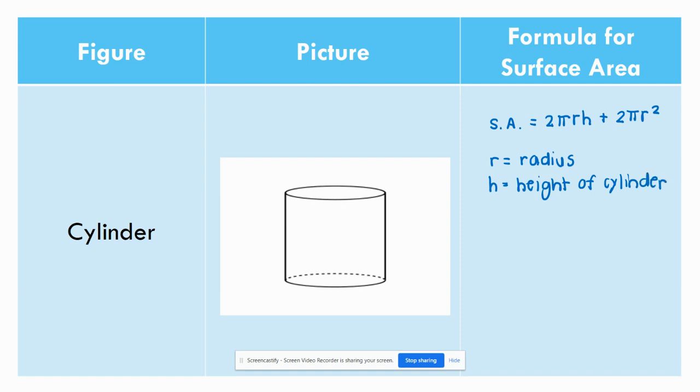If I look at my picture, for either circle, the top or the bottom, if I go from the center to a point on that, that's where your radius is located. Your height is going to be the distance between those two circles.